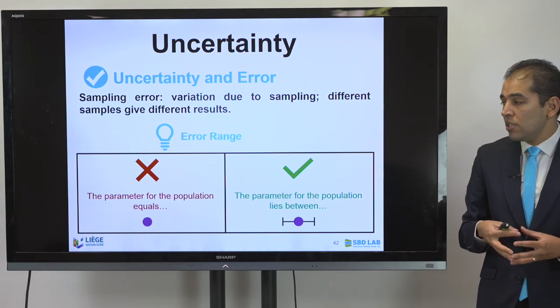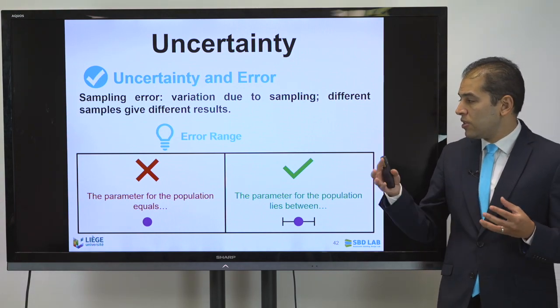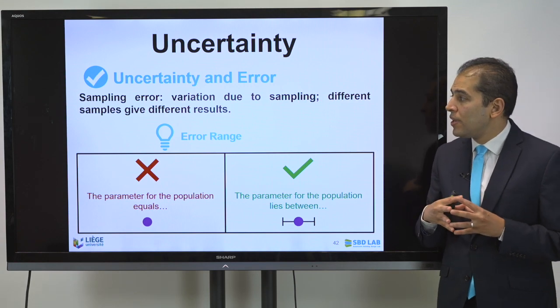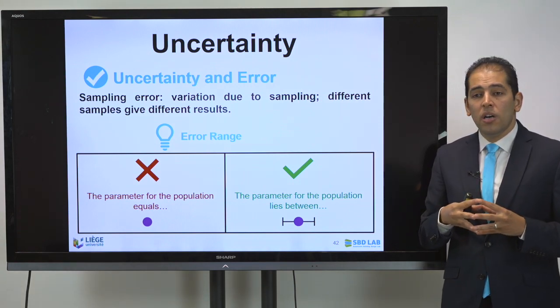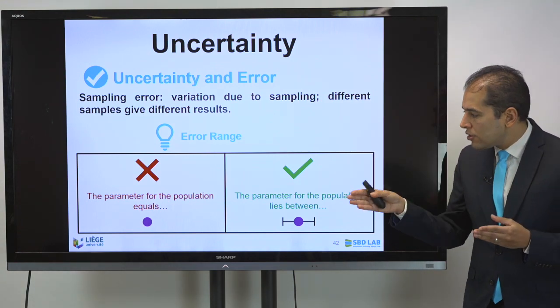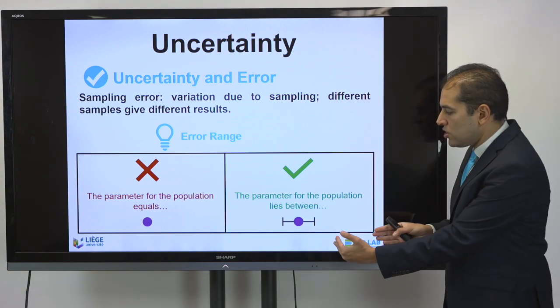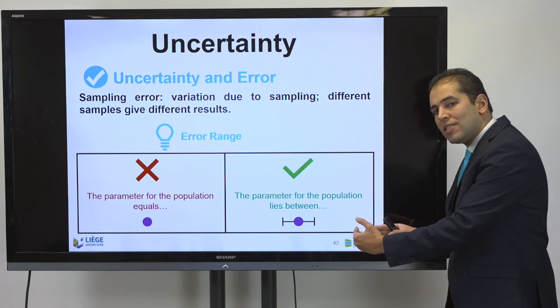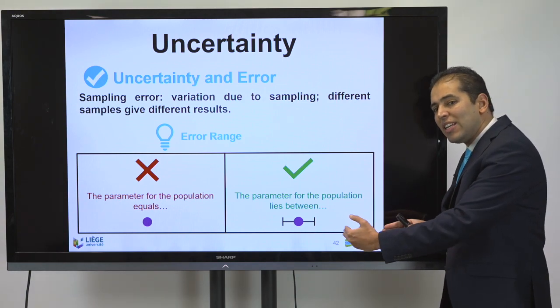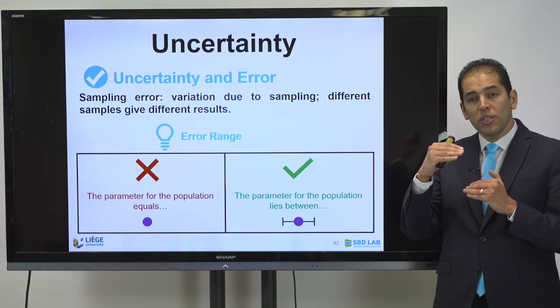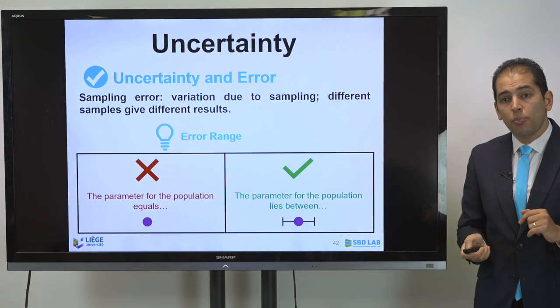The sampling error in this way will be helpful because we will measure the variation of different samples giving the results, and we will not communicate only one point in time. It will not be one point, it will always be a range. So I need to say what is the level of uncertainty, what is the range of error, and the range of error is always a range. It's not only one point in time.